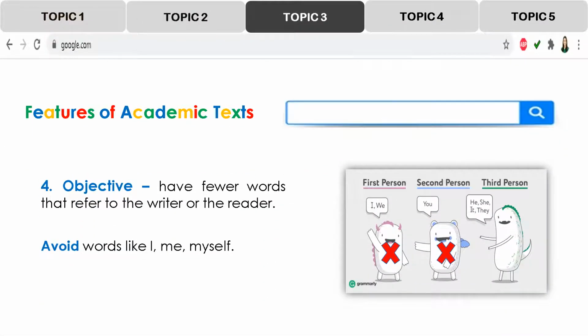Fourth language feature is objective. This tells us to have fewer words that refer to the writer or the reader. Remember that writing an academic text is not about you as a writer. This feature will help you show the reader that the emphasis is about what you are writing about and not about you. Therefore, you should avoid the use of words such as I'm, me, myself, and the like. Also, objectivity is characterized by the use of the third person point of view rather than the first person.